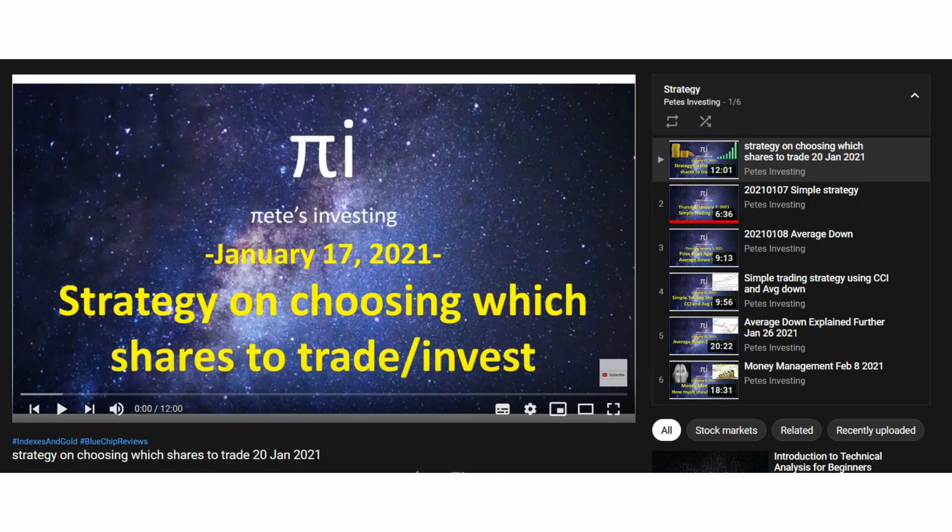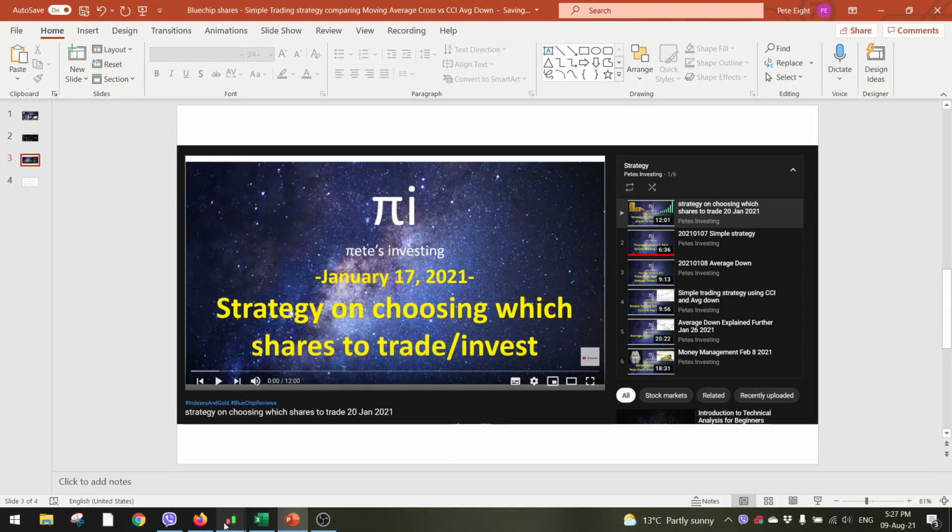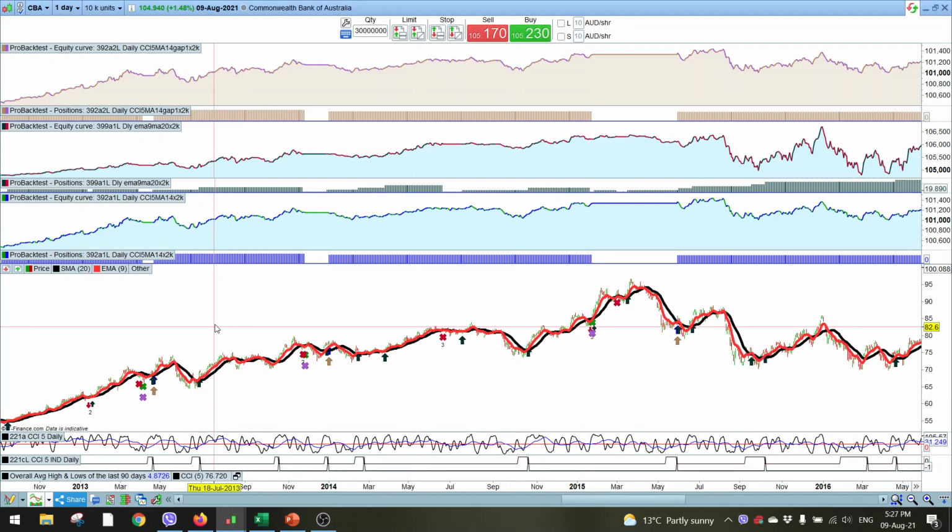Okay, let's get stuck straight into it. First, I'll take you to the charts as an example, and this is the Commonwealth Bank of Australia. A bit busy, I know, but again, we're comparing three different strategies up here. These are the profitability charts, and this is the price chart down here, and these are just some of the indicators. This is on a daily time frame.